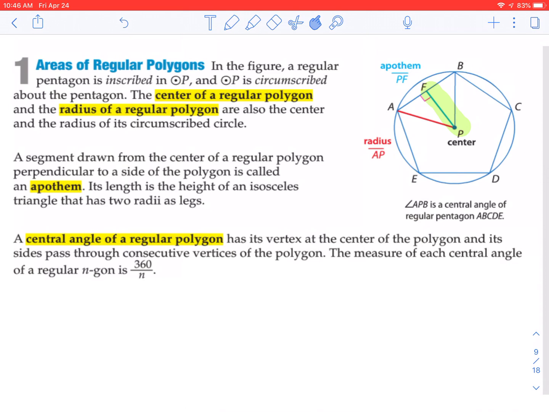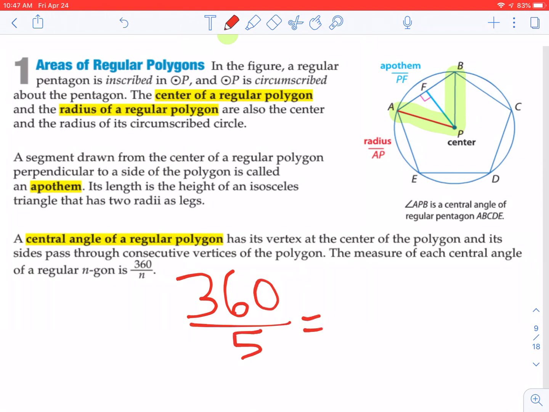Okay, last vocabulary, which you should know, is the central angle of the polygon right here. And the way that we find that is we take 360 divided by the number of sides. So for example, for a pentagon, we take 360 divided by 5, and some of you might be taking out your calculators now, like myself. 360 divided by 5 equals 72 degrees is the center angle. You'll see why that's important in a minute here.